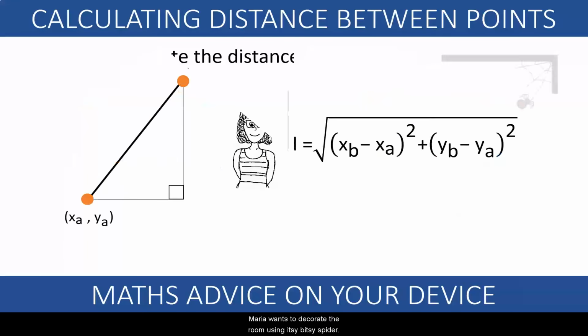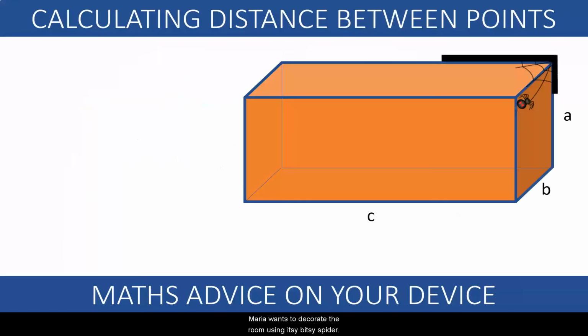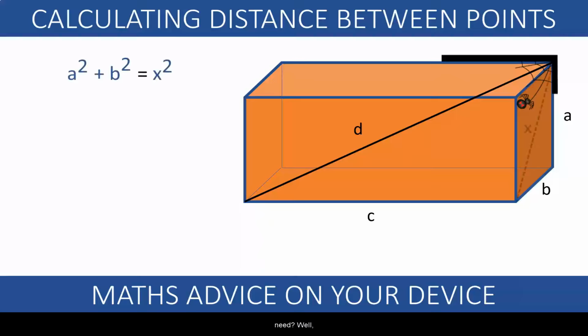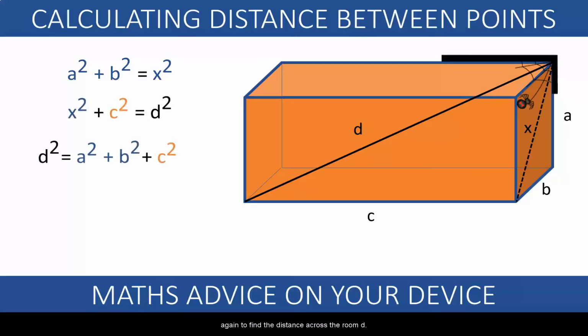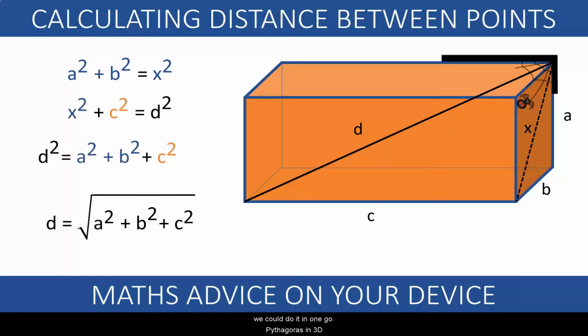Maria wants to decorate the room using Itsy Bitsy Spider. She needs to connect the top right corner of the room with the bottom left corner. How much string does she need? Well, we are going to use Pythagoras once to find the distance x, and then again to find the distance across the room d. Or look at this. We could do it in one go.